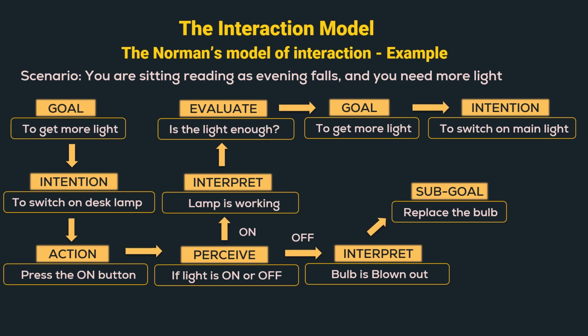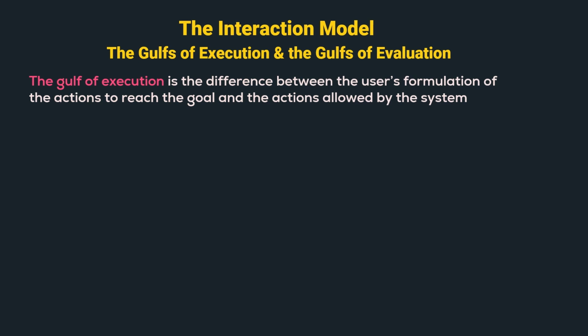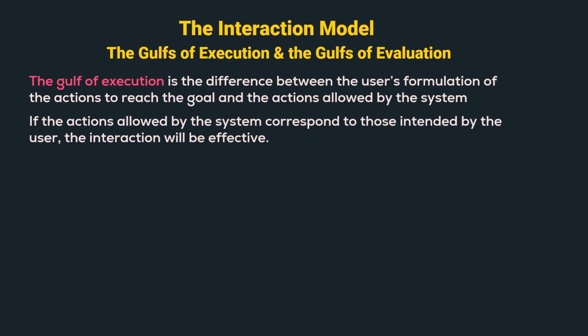Norman also uses this model to demonstrate why interfaces cause problems to the users. He describes them in terms of the gulfs of execution and the gulfs of evaluation. The gulf of execution is the difference between the user's formulation of the action to reach the goal and the actions that are allowed by the system. If the actions allowed by the system correspond to those intended by the user, then the interaction will be effective. The interface should therefore aim to reduce this gulf.